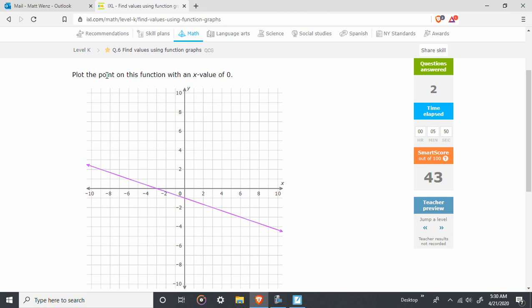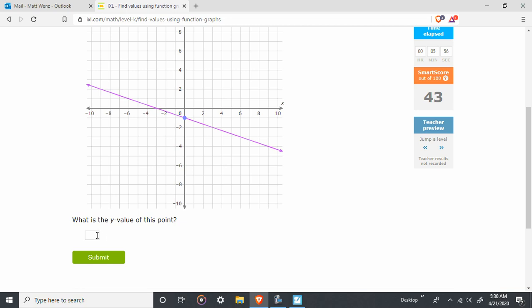Plot the point on this with an x value of 0. So when I plug in 0, what do I get out? Well, it looks like I get out negative 1. So what's the y value at that point? Negative 1. I plugged in 0. What came out? Negative 1.